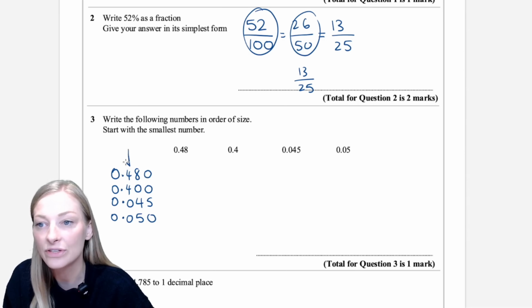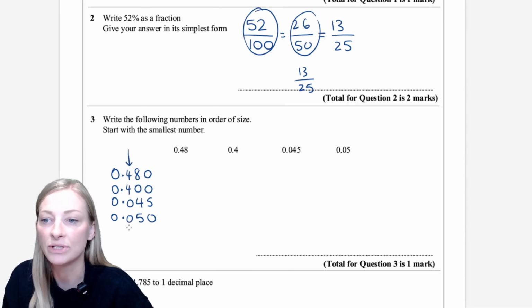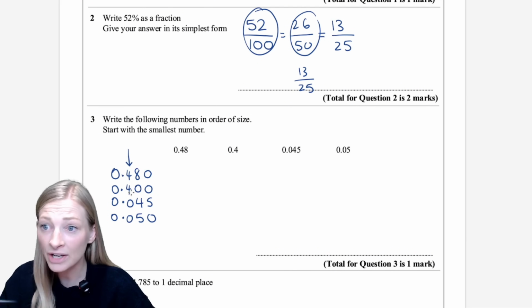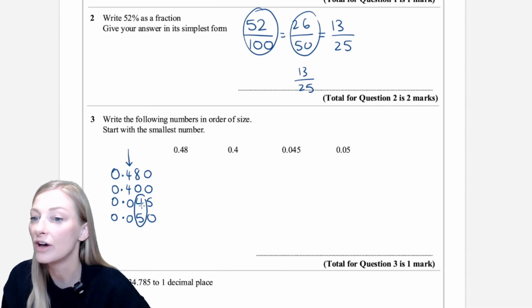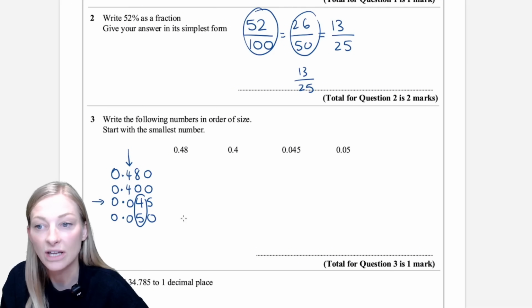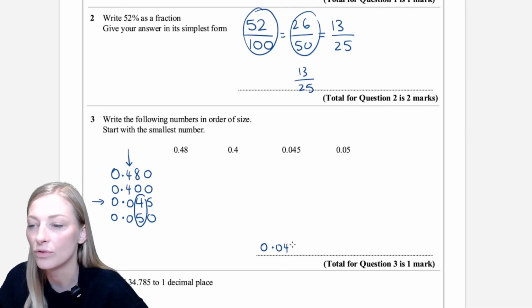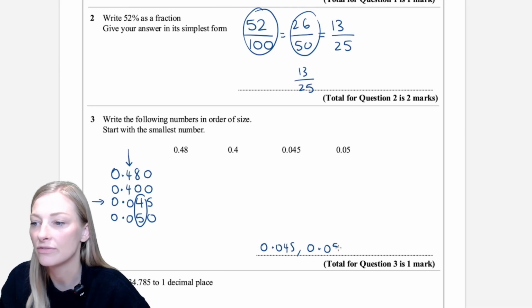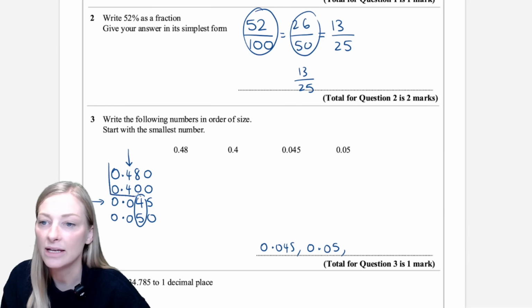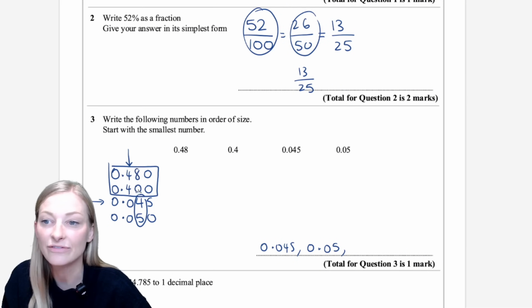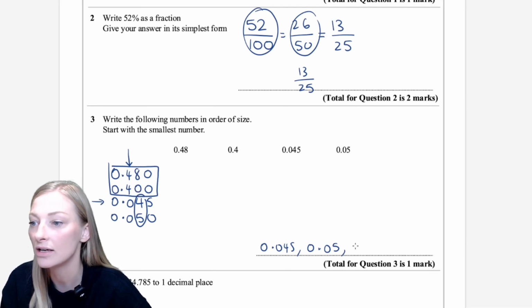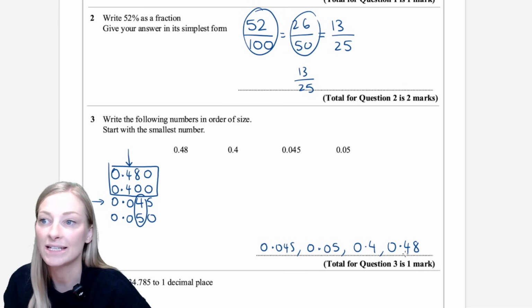But we're looking in the tenths column first, and we've got 4, 4, 0, 0. So the smallest two are going to be the decimals that have 0 in that tenths column. And then moving over, it's a 4 versus a 5. So this one, the one with a 4, is going to be the smallest, 0.045, and then 0.05 is going to be second smallest. Now we're going up here to look at the two that have 4s in that tenths column. Moving over to the next column, the hundredths column, I've got 8 versus 0, and 0 is the smaller, so 0.4 is next, and then 0.48 at the top there as the biggest decimal.